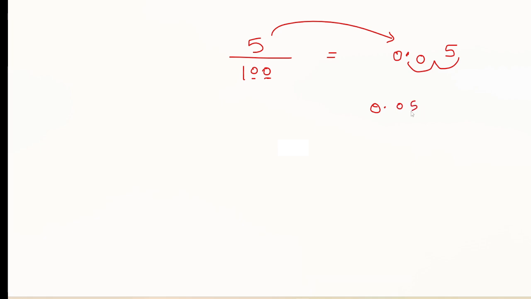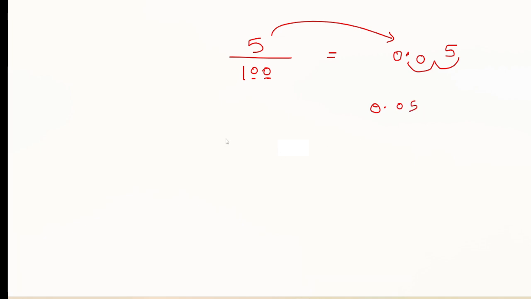But what if, for example, I have the number 5 over 100? I can simply write the numerator as it is, then check how many zeros are there in the denominator. There are two zeros, right? So I have to put the decimal after two places, 1, 2. So there is no number, so I'll put a placeholder 0, and the decimal would go there. So just to make it more visible, I put one more 0. So the answer is 0.05.